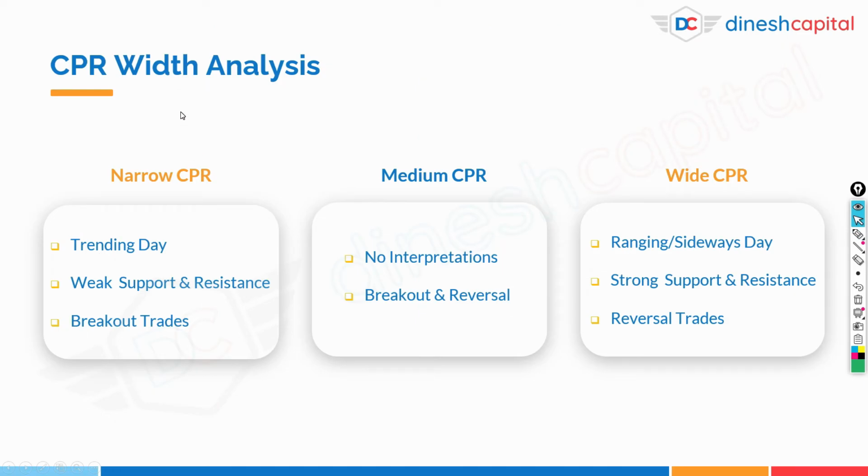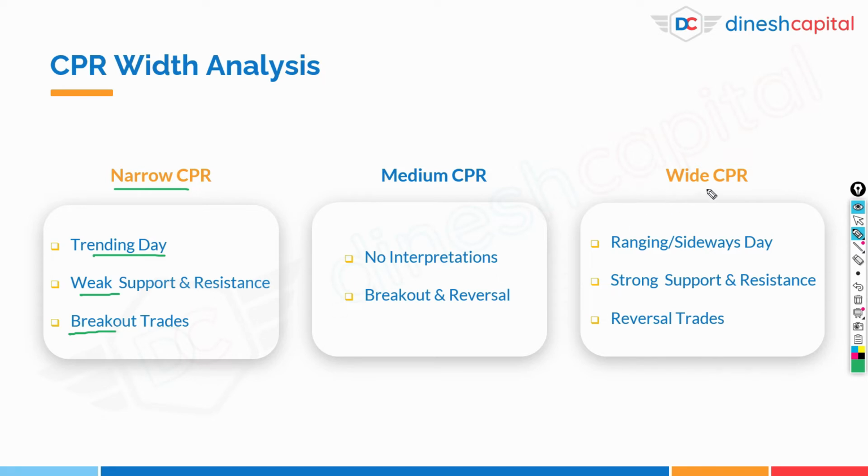Next, let's see how to analyze the CPR width. We'll see narrow CPR first. Most trading days happen when there is an extremely narrow CPR. Generally, we assume CPR levels are very important and something will happen at this level. But when this pivot range is narrow, these levels are mostly weak. It will not work as a good support or resistance level, so the price can easily break this level. So there is a good breakout opportunity. Once this level is broken, many traders will enter the trade and push the price in the same direction. This will create a good trending day.